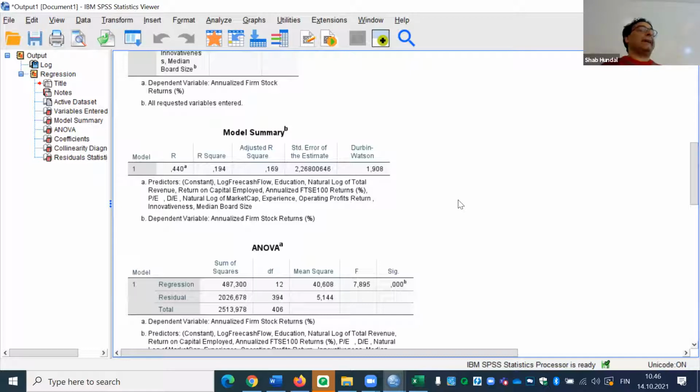These 10 cause variables are going to affect what? Our effect variable. These 10 cause variables are going to affect our dependent variable. And who's dependent? The annualized stock return. Is it okay? Now, all these 10 or 10 plus variables together explain 19.4% movement in our dependent variable.